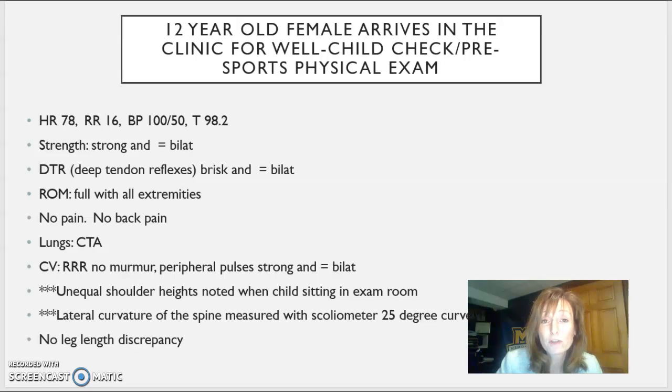During the pre-sports physical, the nurse will check the patient's strength, and this patient has a strong muscle reaction, and it's equal bilaterally. The deep tendon reflexes are brisk and also equal bilaterally. Range of motion is full, so the patient has no limitations, no injuries causing them not to be able to move their arm or leg in a certain motion. The client describes no pain and specifically no back pain.